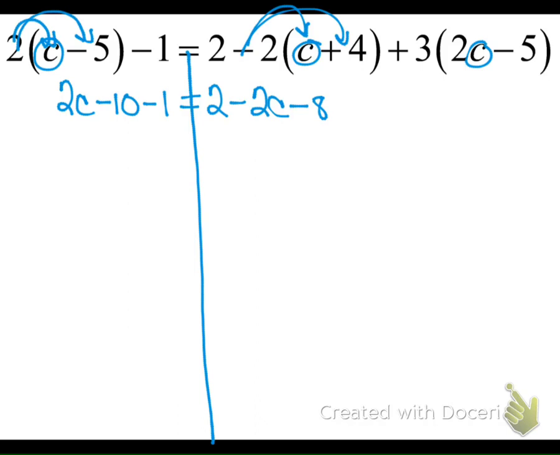What do I do with that? I distribute it again. So a positive 3 times 2c. So a positive 6c. Then a positive 3 times negative 5. Negative 15.